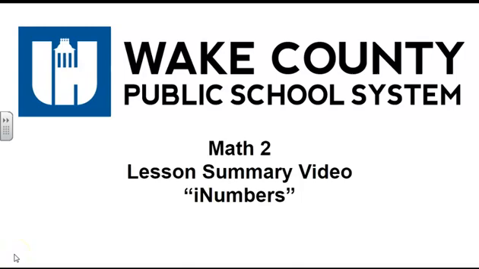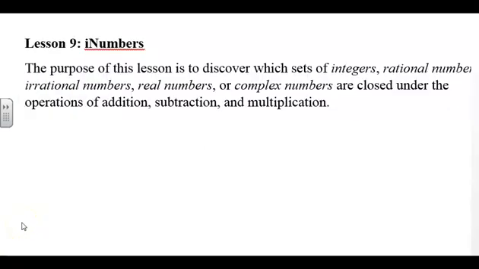This is the Math 2 lesson summary video for the lesson entitled iNumbers. The purpose of this lesson is to discover which sets of integers, rational numbers, irrational numbers, real numbers, or complex numbers are closed under the operations of addition, subtraction, and multiplication. We will be using the operations of addition, subtraction, and multiplication among these different sorts of numbers in order to figure out if statements are sometimes, always, or never true.